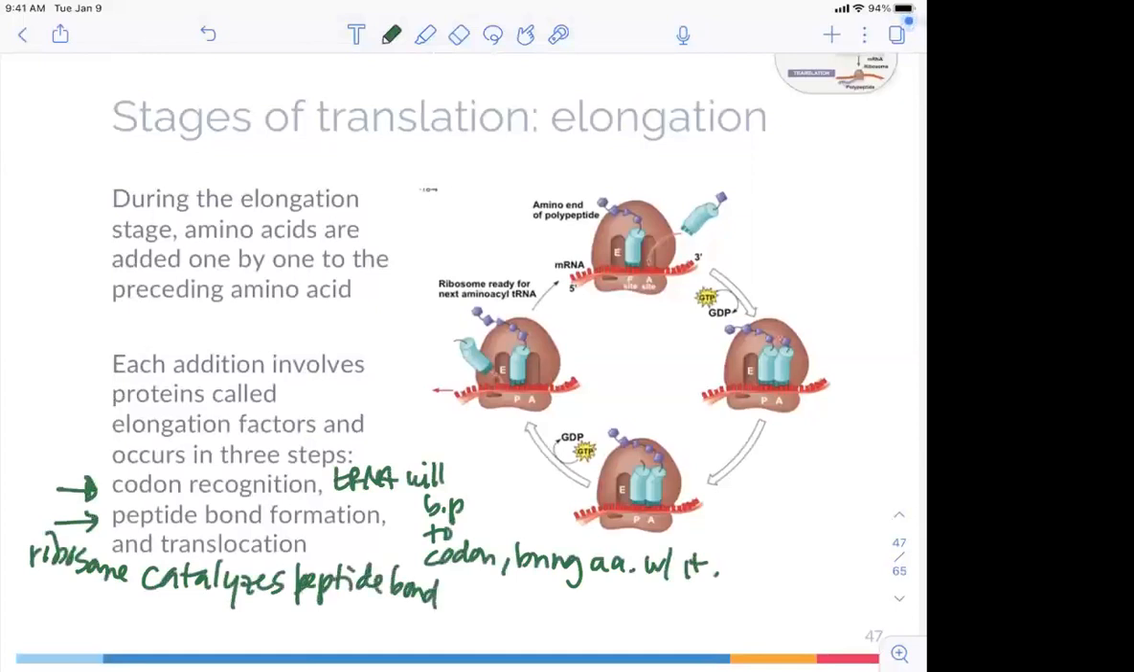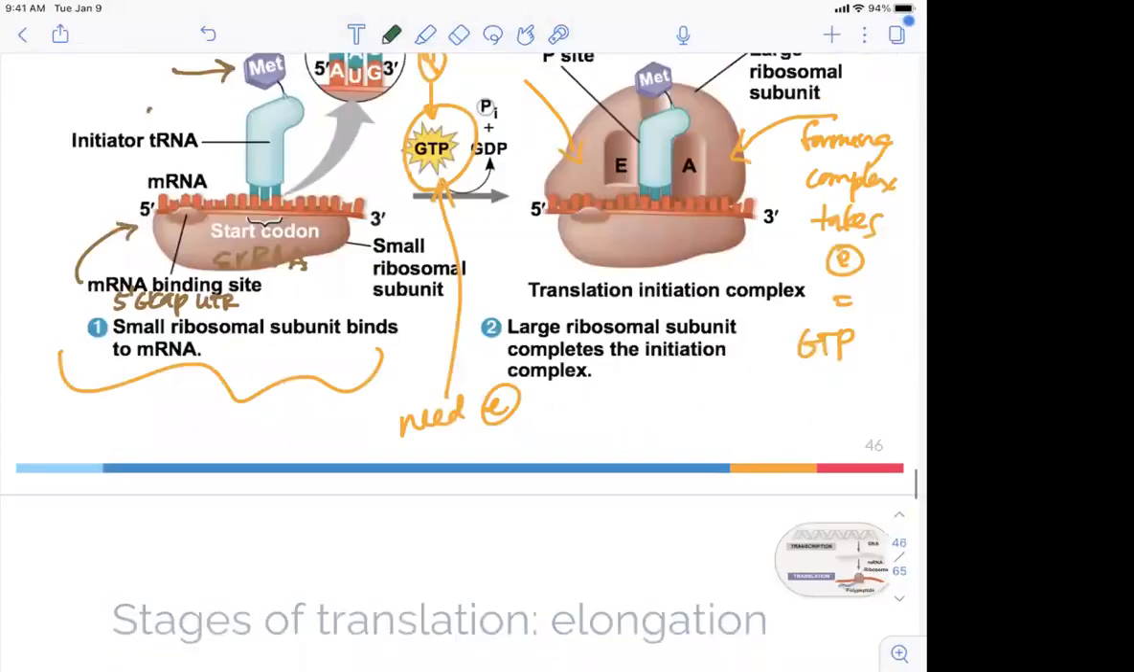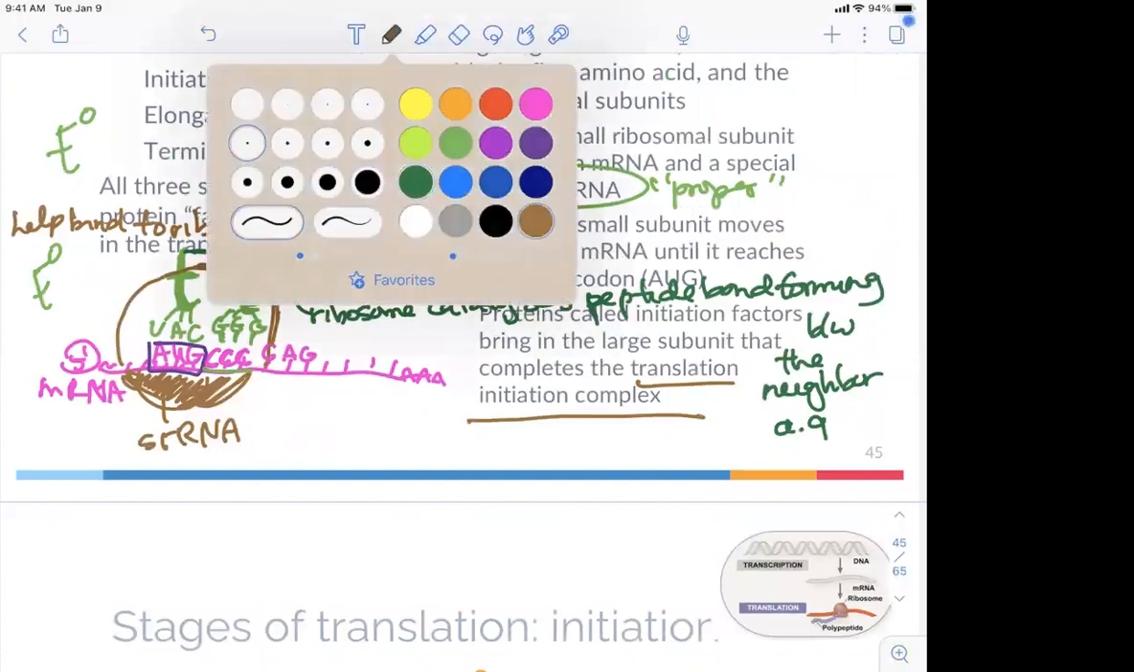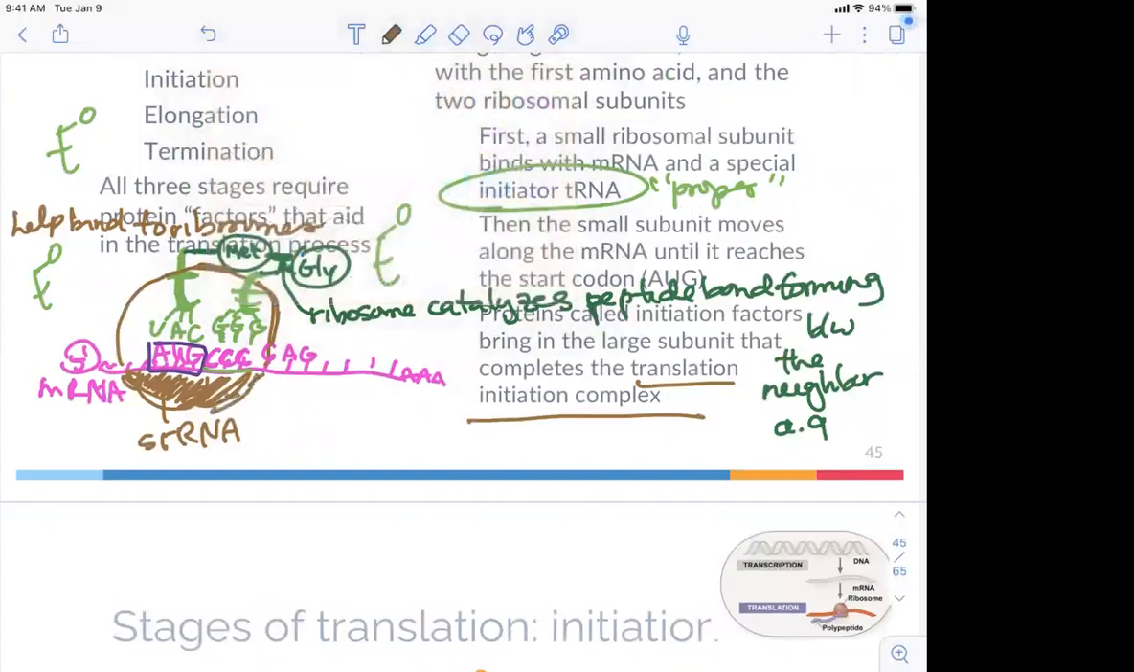And then last but not least, translocation. So I'm going to try to draw it. Translocation is when this ribosome is going to move a codon over. Okay, so let's pretend that I like this stuff at least. It's going to move one codon over.